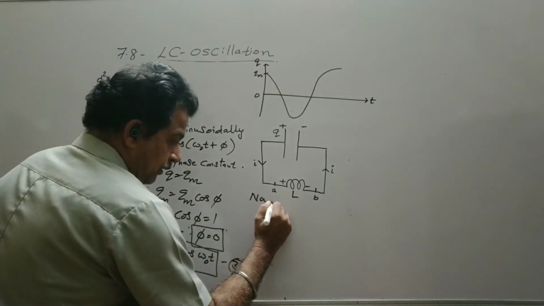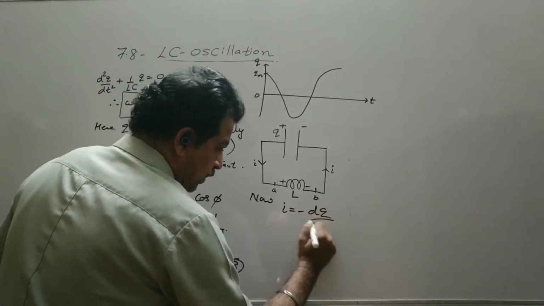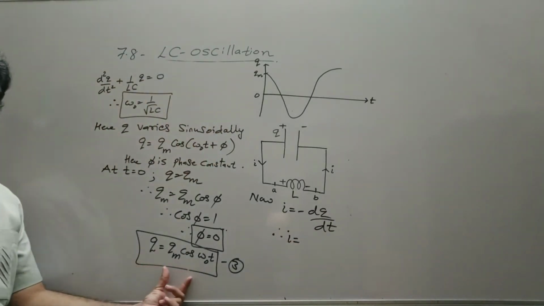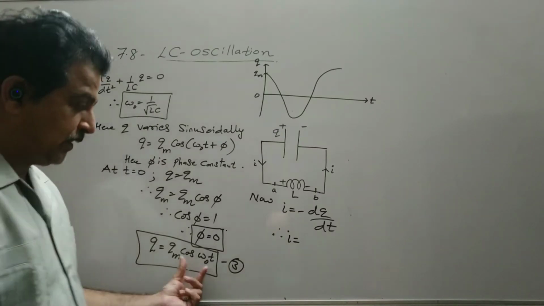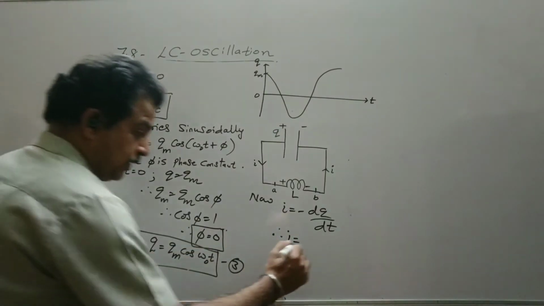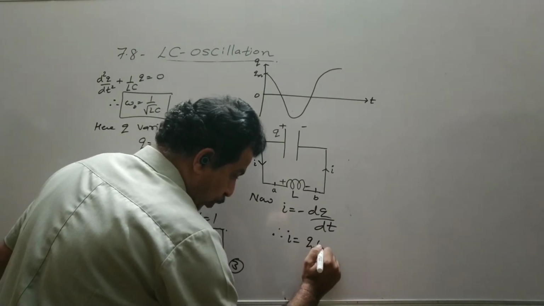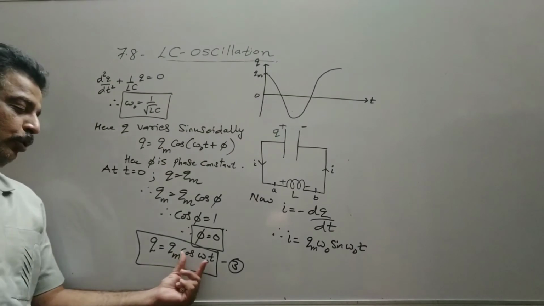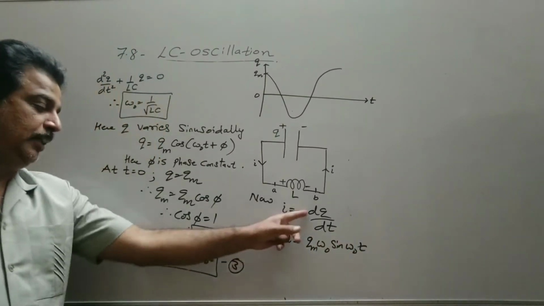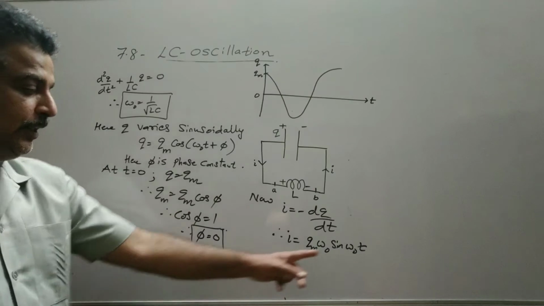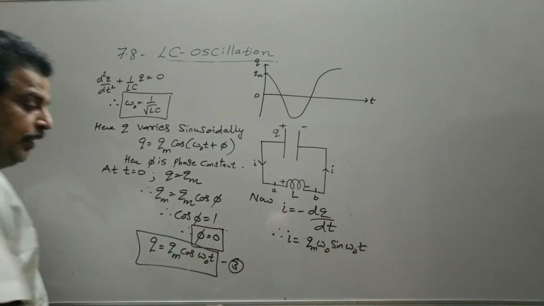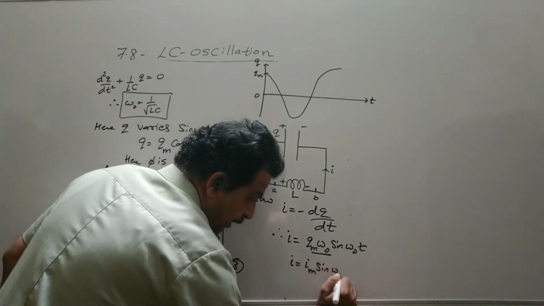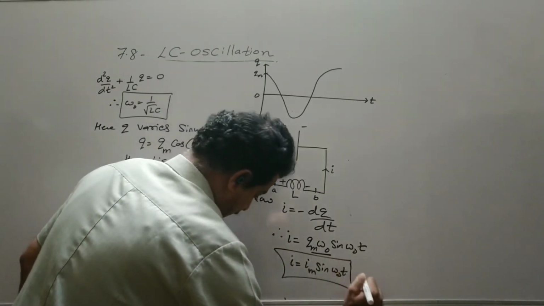Now we have written I is equal to minus dQ by dt. Therefore I is equal to the derivative of this. The derivative of cosine is minus sine, and minus minus becomes plus. So it becomes Qm omega naught sine of omega naught t. So omega naught is multiplied here. This is the maximum value of the current. So I is equal to Im sine of omega naught t.